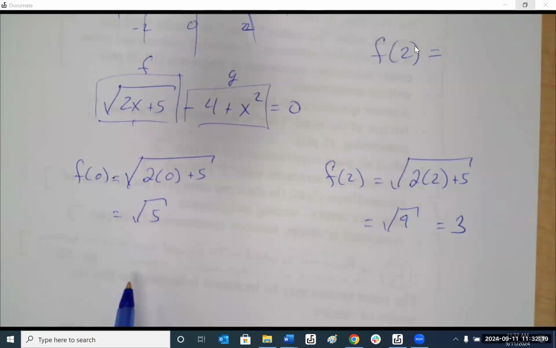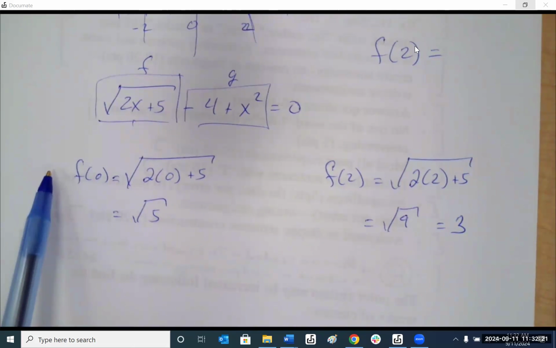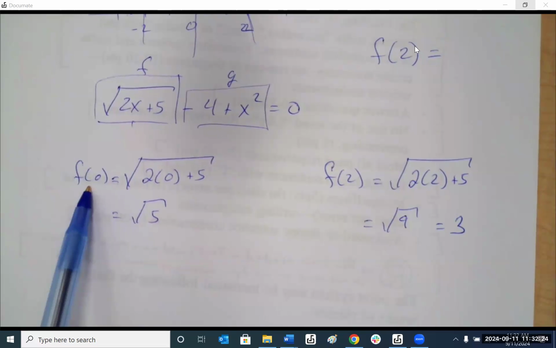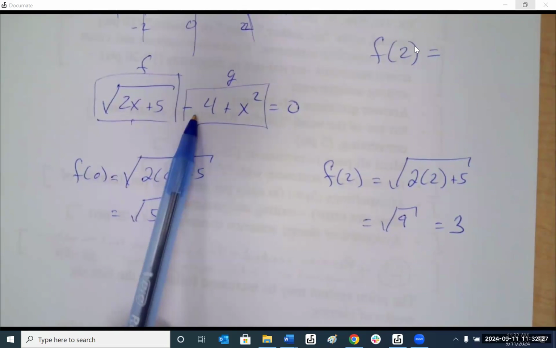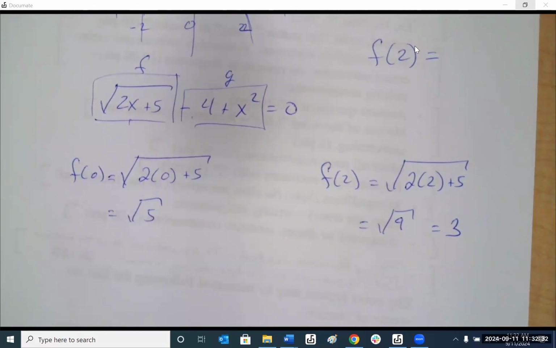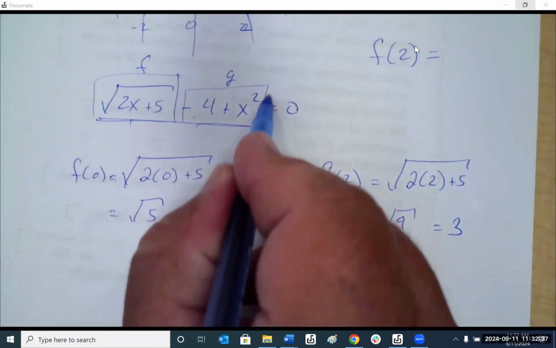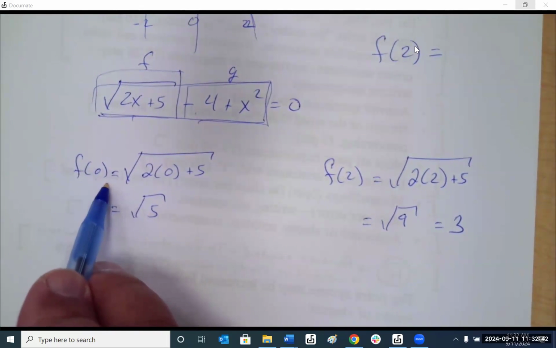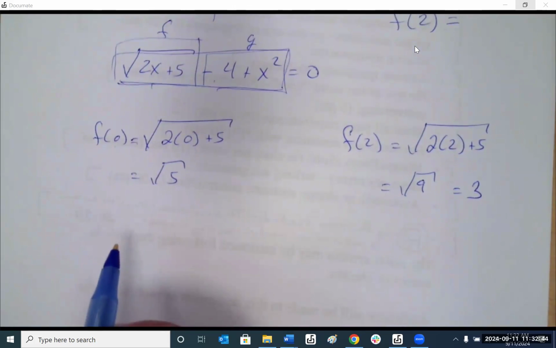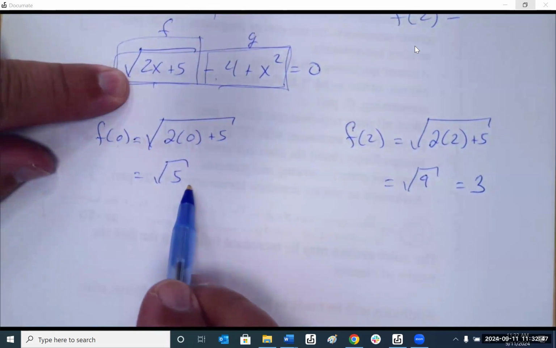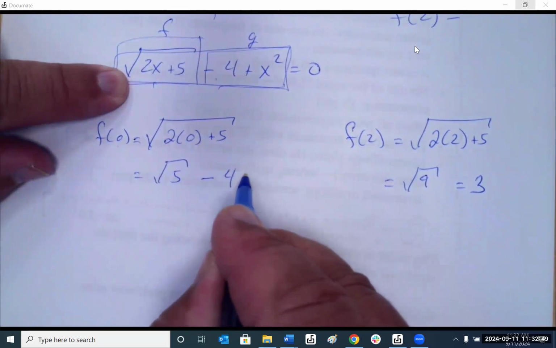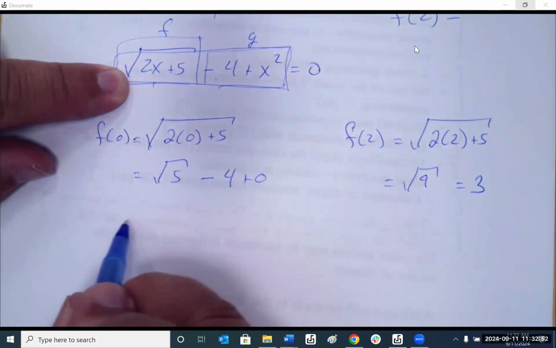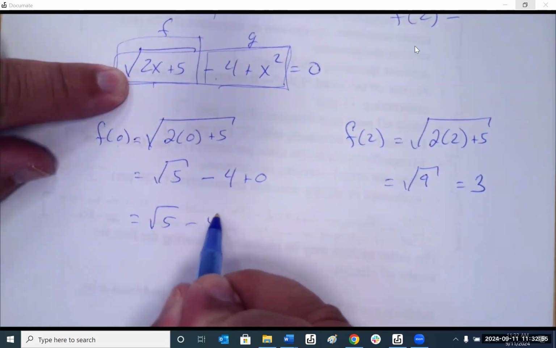Zero to 4. So that'll give us -4. Yeah, the whole thing. We have to look at the whole thing at 0. If we take the whole thing at 0, what do we get? Because this gives us radical 5 at 0. Minus 4 plus 0. X squared is 0. So radical 5 minus 4 is what?